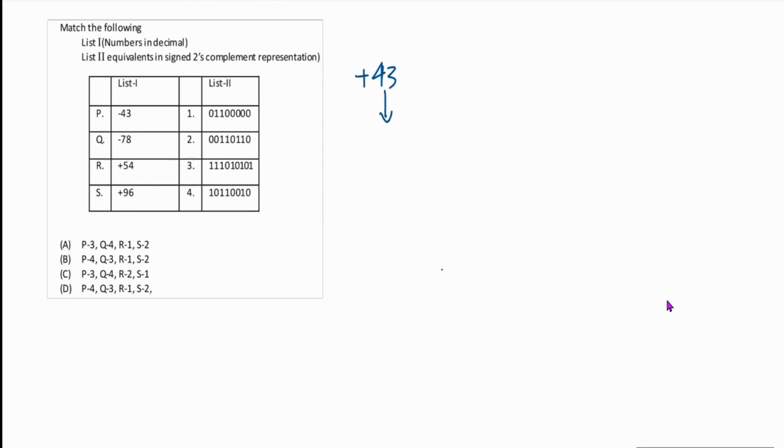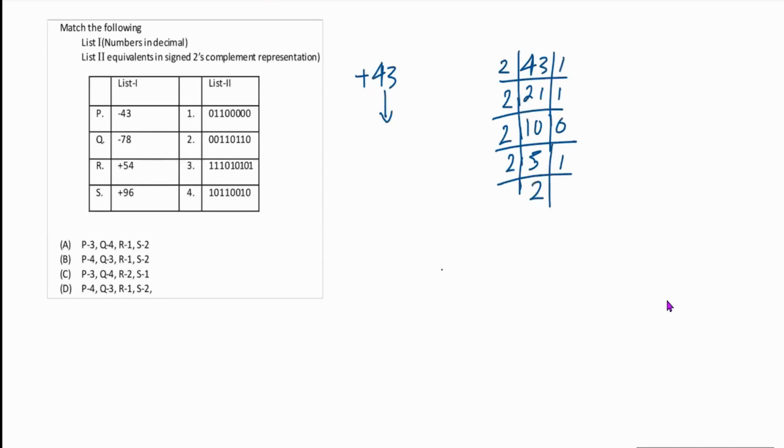If I convert plus 43 into binary, the procedure is: 43 I need to divide by 2, so I will get 21 and one remainder. Again, if I divide by 2, I will get 10. Again, if I divide by 2, I will get 5. Again, I will get 2. And again, I will get 1. So my conversion for 43 is 1 0 1 0 1 1.